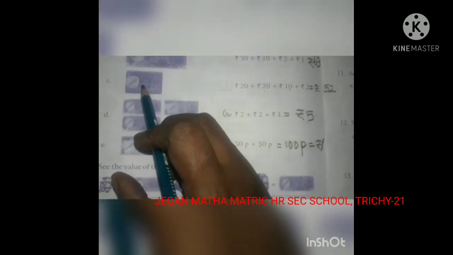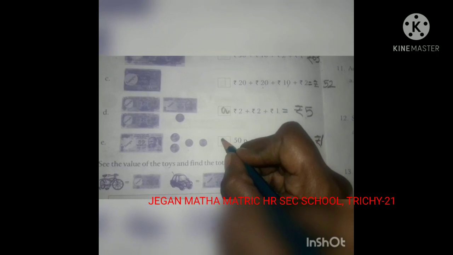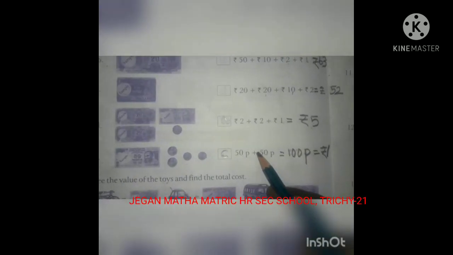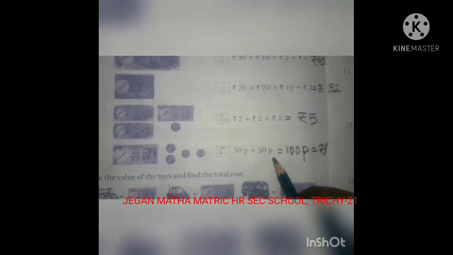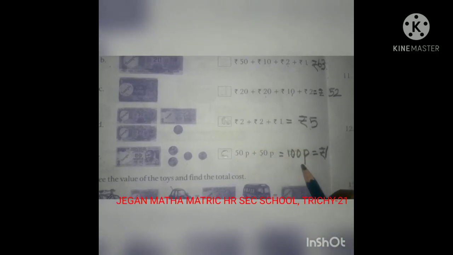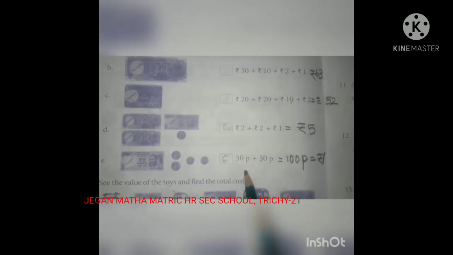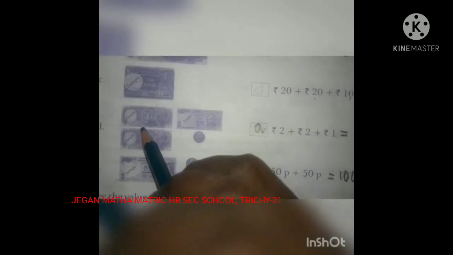So where is 1 rupee present? It is here. So we need to write this question here. Question C, no? So we need to write it here. Okay, student, 1 rupee. Here also this value is 1 rupee. 50 paise plus 50 paise totally 100 paise. 100 paise is equal to 1 rupee. So here also 1 rupee, here also 1 rupee. So we need to match it. Student, come to the next one.